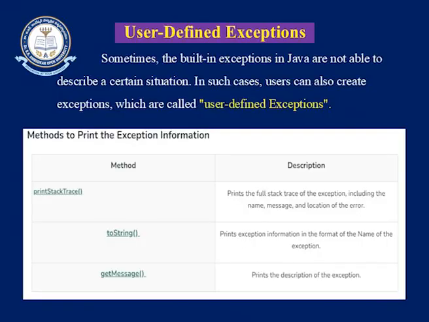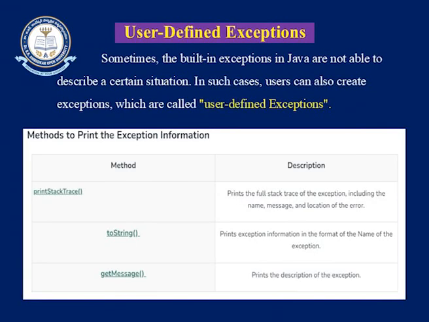Next one is toString. What is the purpose of this toString method? Using this you can provide the exception information, in which format it is there, and the name of the exception, that's it. So using this you can tell the user the exception name and the format it is in.